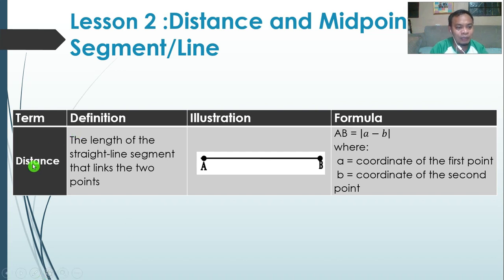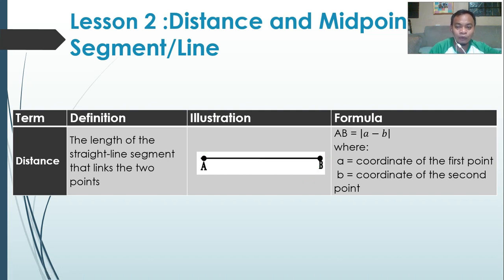Okay, we have here the term. The term is distance. Definition: the length of the straight line segment that links the 2 points. So, we have here the illustration. For example, we have point A and point B. If we connect this one, this one is our distance from A to B. Okay, link between 2 points, or shall we say this is house A and house B. So distance is the link. Okay, links the 2 points, or links the 2 houses. So from house A to house B, ano po yung distance niya?